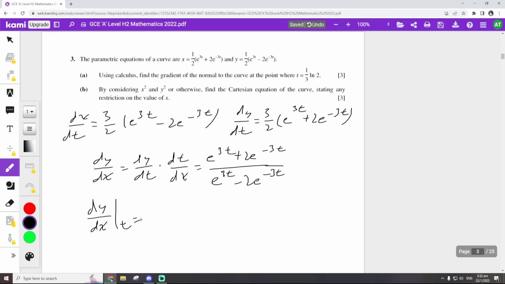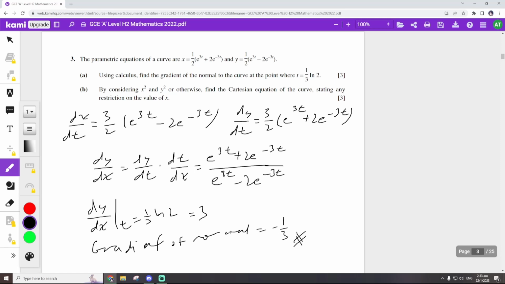t is 1/3 ln 2. What's this? Okay, so you get e to the power of ln 2, which is just 2, and then 2 plus 2e to the negative ln 2, which is half. So 2 plus 2 times half, which is 3, then the bottom is 1. So you get 3. So therefore, gradient of normal is negative 1/3, negative reciprocal.